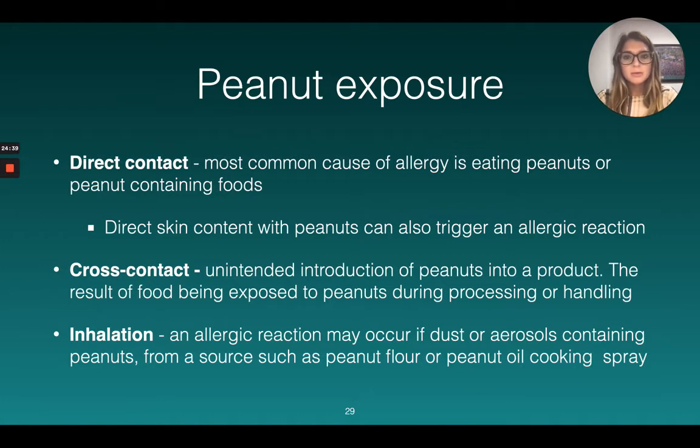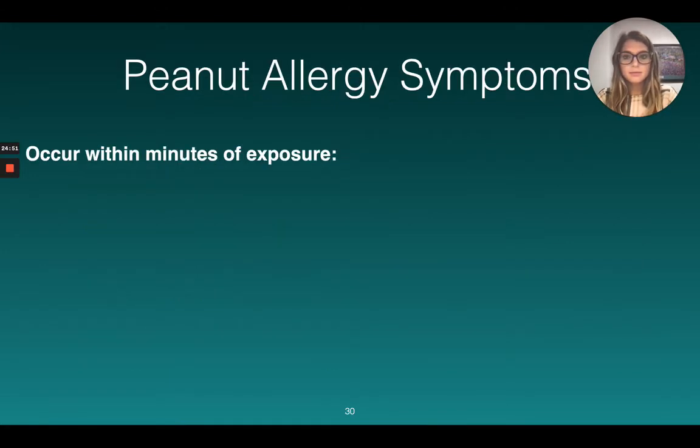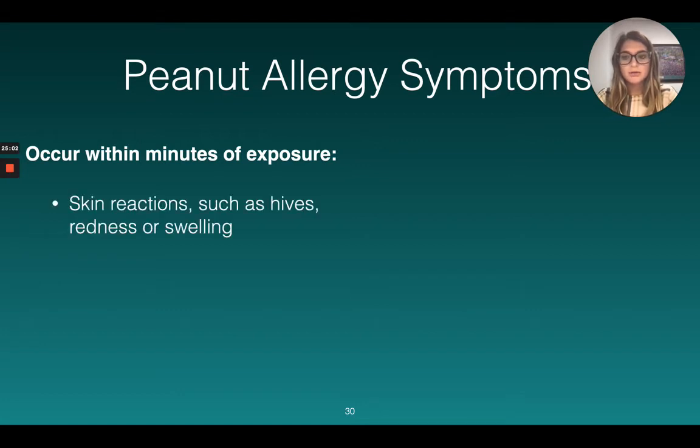So more specifically with peanuts, people who do have a severe peanut allergy can be very, very sensitive to, again, trace tiny amounts. And the peanut allergy symptoms, due to the severity of most peanut allergies, typically occur within minutes of exposure. So it can cause skin reactions such as hives, redness, or swelling. In that picture that I showed you earlier on, the rash on the arm.